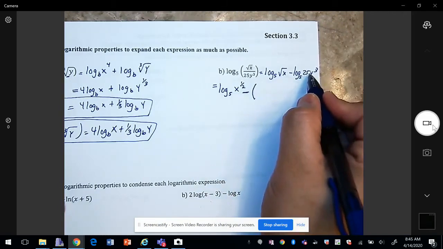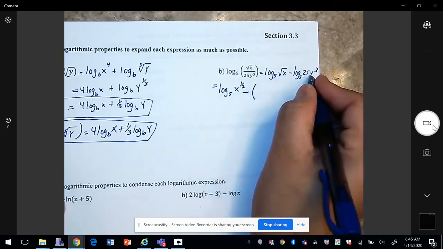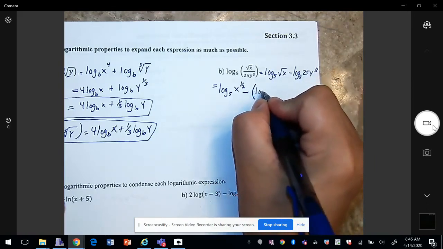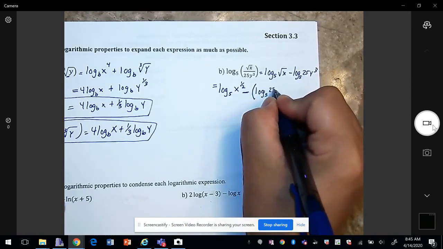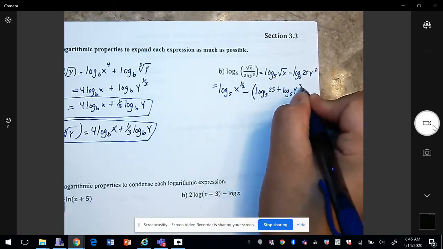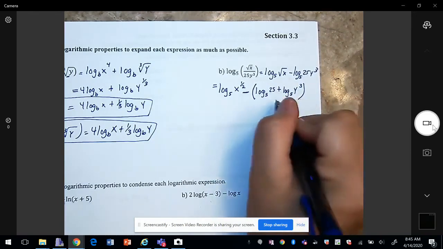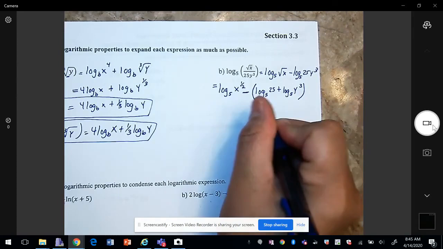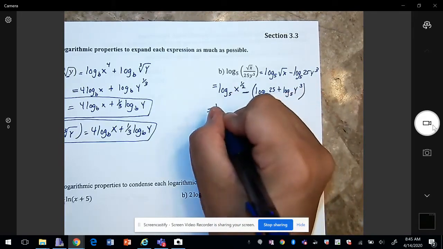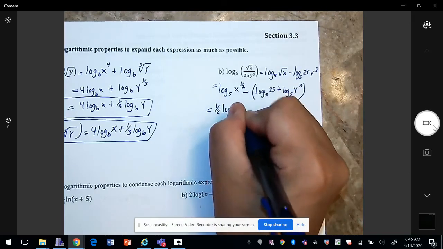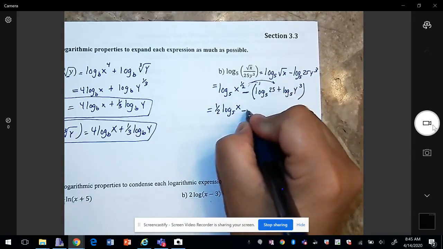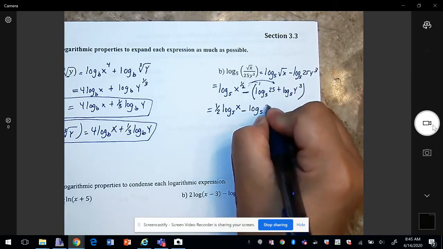Notice that I have 25 times y cubed, so I can separate those using the product rule. So we're going to have log base 5 of 25 plus log base 5 of y cubed. It's important to put the parentheses because the subtraction is applied to the entire thing. So now we're left with, I'm going to take the exponent to the front using the power rule. I'm going to distribute the negative into the parentheses. So I'm going to have minus log base 5 of 25.